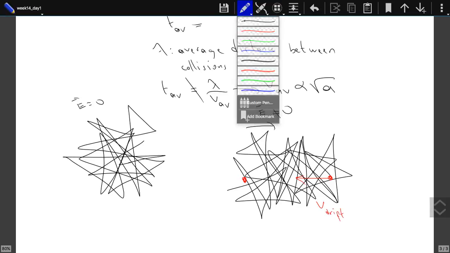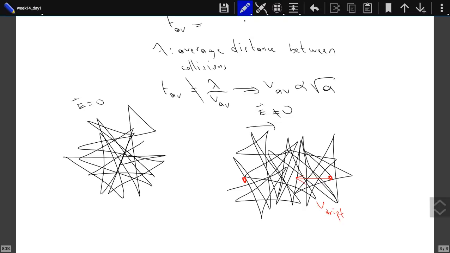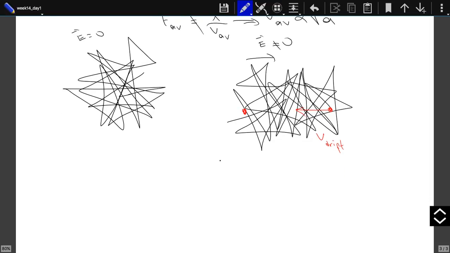After each collision, it just loses the velocity due to the applied electric field. But nevertheless, it still has its velocity. So the average time between collisions is actually lambda over, let's say, V thermal. This is due to the thermal motion of the electrons, which is quite fast.